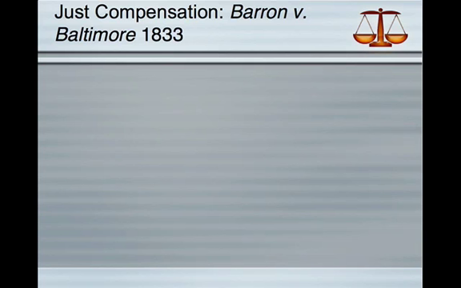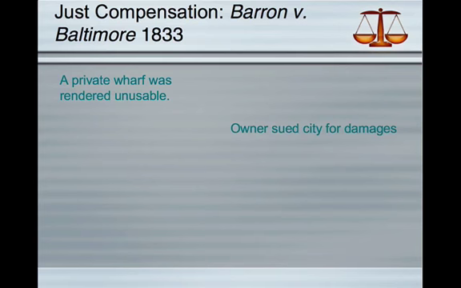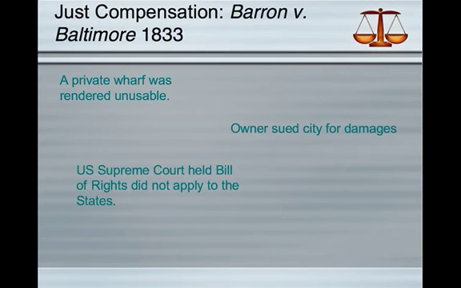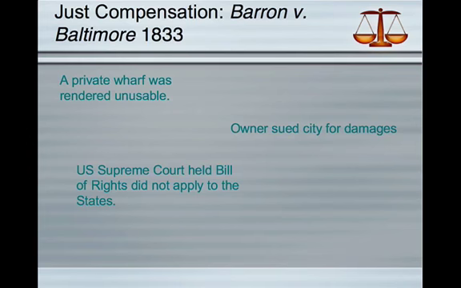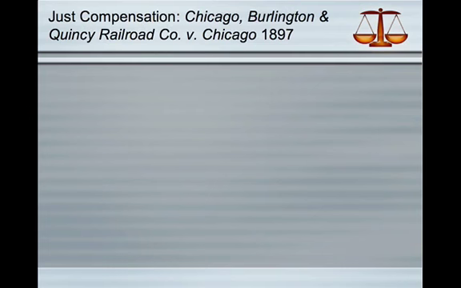So these are the just compensation cases. The first one is Barron versus Baltimore. A private wharf was rendered unusable. Pretty much they changed the flow of the river, and this caused a big sandbar to build up in front of this guy's wharf. Owners sued the city, but the Supreme Court held that the Bill of Rights did not apply to states at that time. And that was a pretty much standard thing until the 14th Amendment. None of the rights in the Bill of Rights applied to the states until the 14th Amendment and the Due Process Clause of the 14th Amendment.